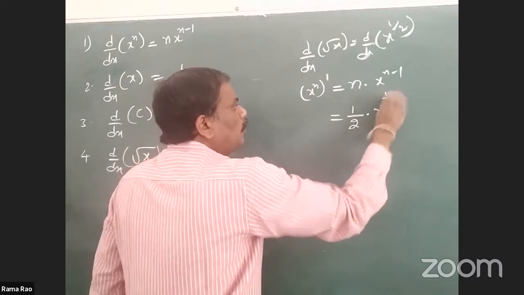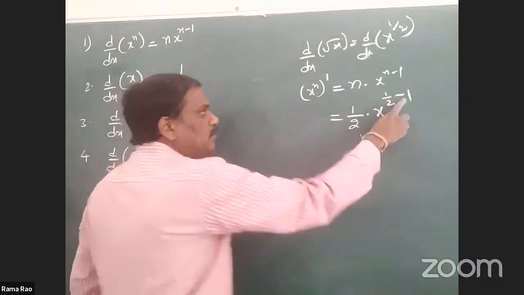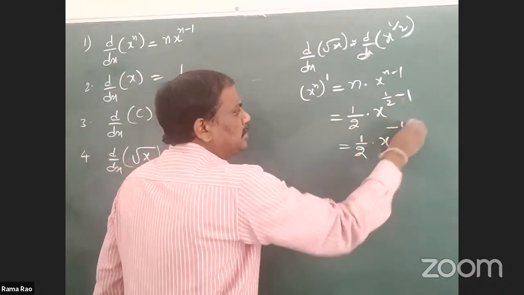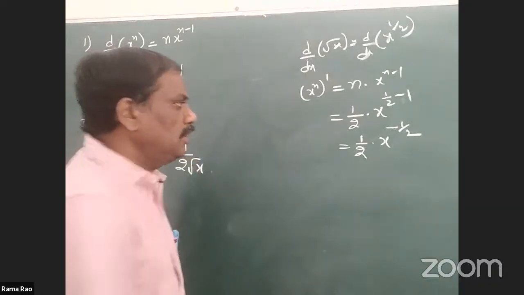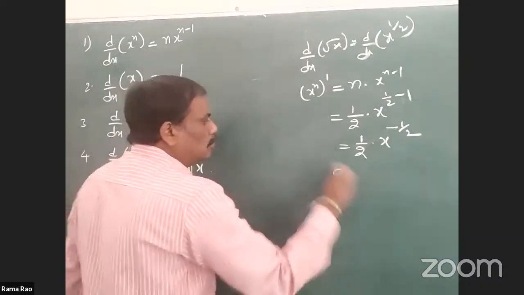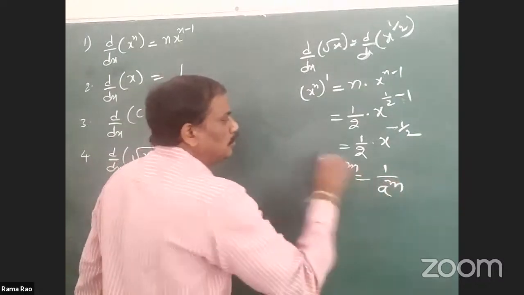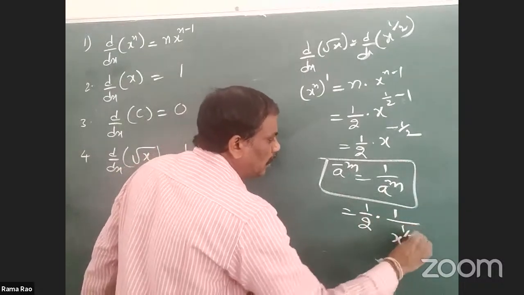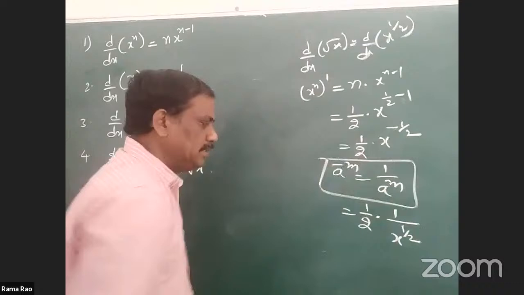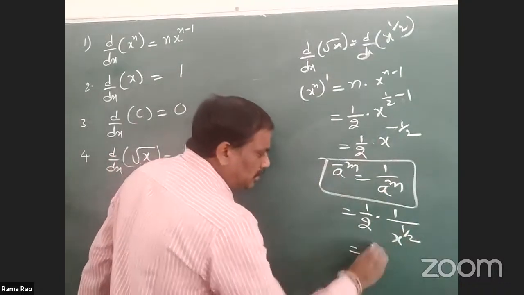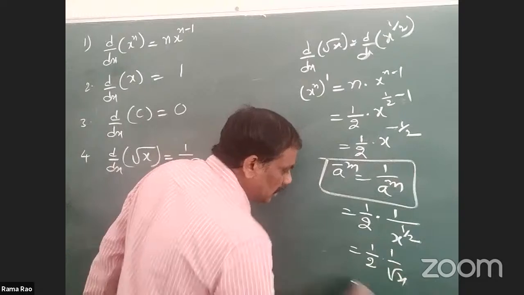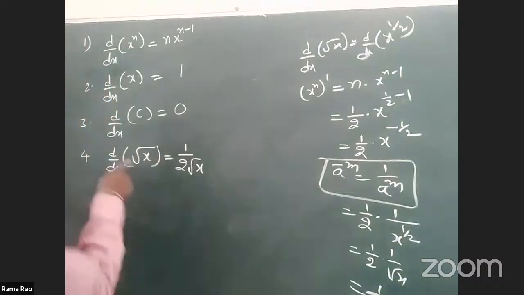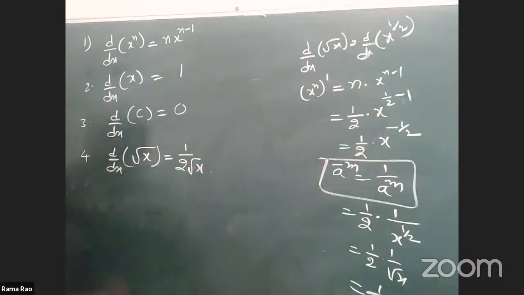X to the power of 1 by 2 minus 1, subtracting 1, whatever it may be. 1 by 2 minus 1 means minus 1 by 2. A to the power of minus m equals 1 by a to the power of m. We know this form. This is equal to 1 by 2 into 1 by x to the power of 1 by 2. Minus becomes plus. X to the power of 1 by 2 means root x. That's why the derivative of root x is equal to 1 by 2 root x. It can also be solved by using the first principle.